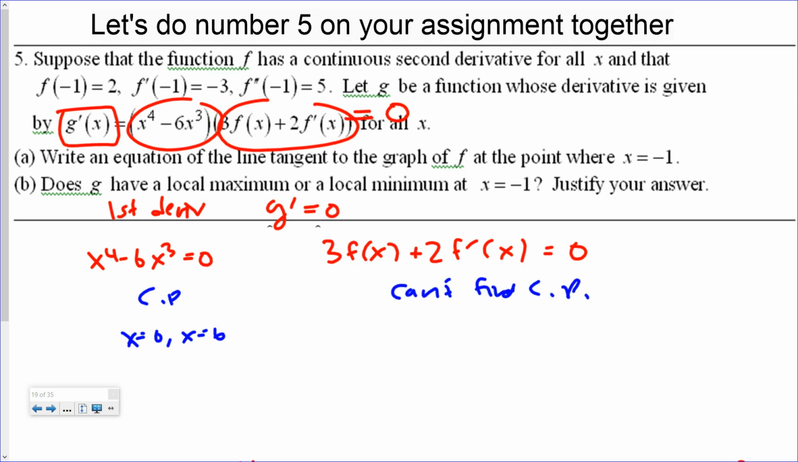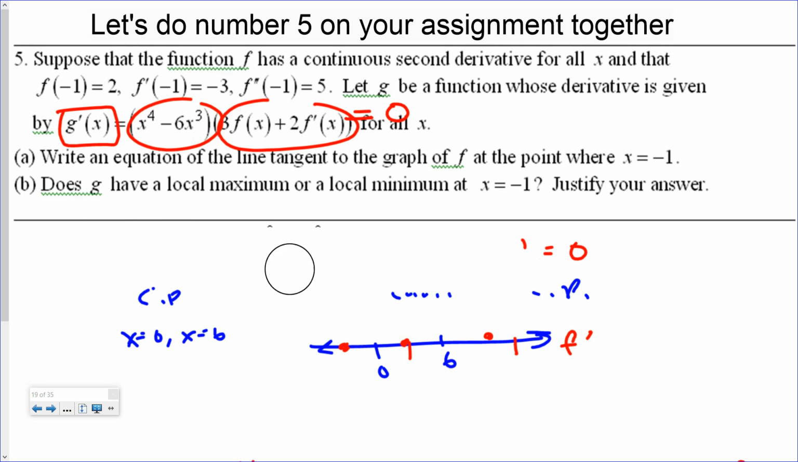Not only can you not find the critical points there, even if I did a number line with 0 and 6, I would be missing critical points. Does that make sense? That's a problem, because I need to test in between all the critical points. And even if I try to test in between, I don't know the equation for f prime, so I couldn't even test for it. So the first derivative test doesn't work here.